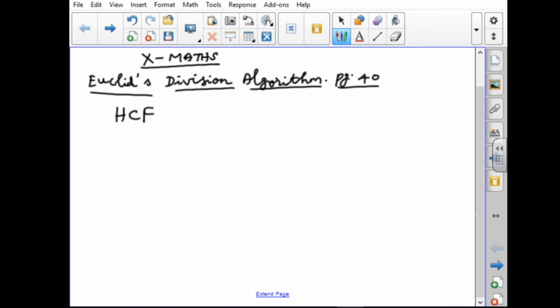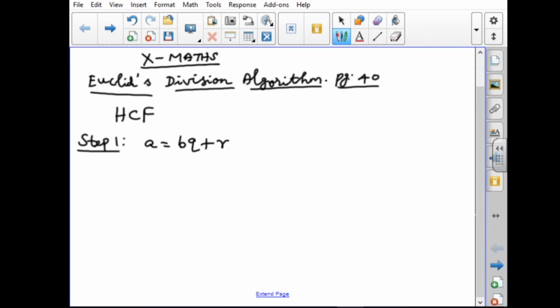First we have to see the Euclid's division algorithm. Step by step we have to bring the answer. Step 1. Already we know about the Euclid's division lemma. What is the lemma? A equal to BQ plus R. This is called the Euclid's division lemma. Here A is the dividend, B is the divisor, Q is the quotient and R is the remainder. From the lemma we have to bring the algorithm.